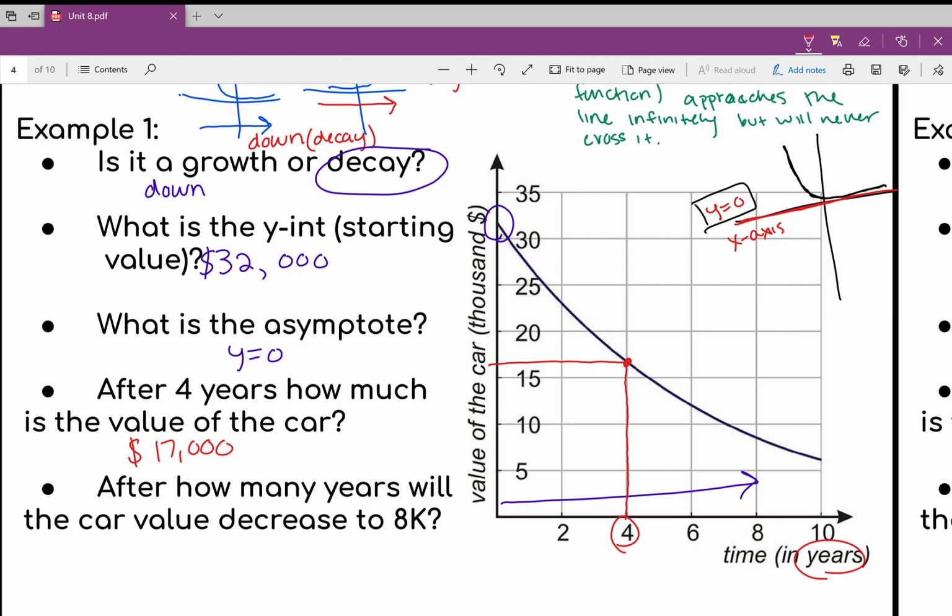Okay, let's look at the last question. It says, after how many years will the car value decrease to 8K? So now we're going to do the opposite. We're going to find on the graph where it is 8K. So it's about 8K. So I would say 8 is right here. So that's about right here on the graph. And if we look down, we know it will be worth $8,000 after 8 years. So 8 years. And that was example 1.